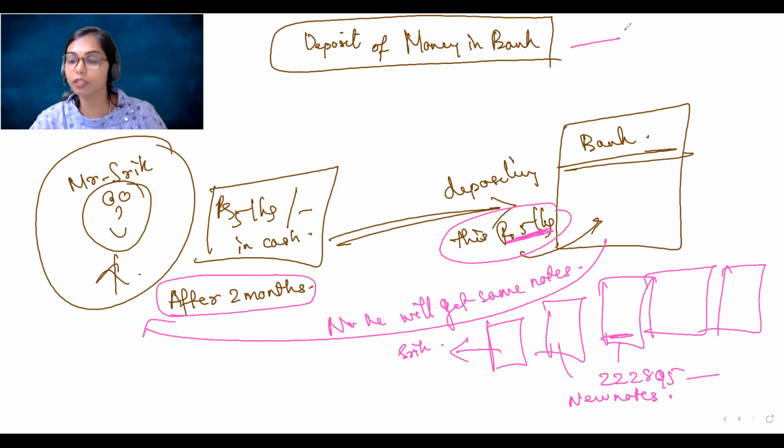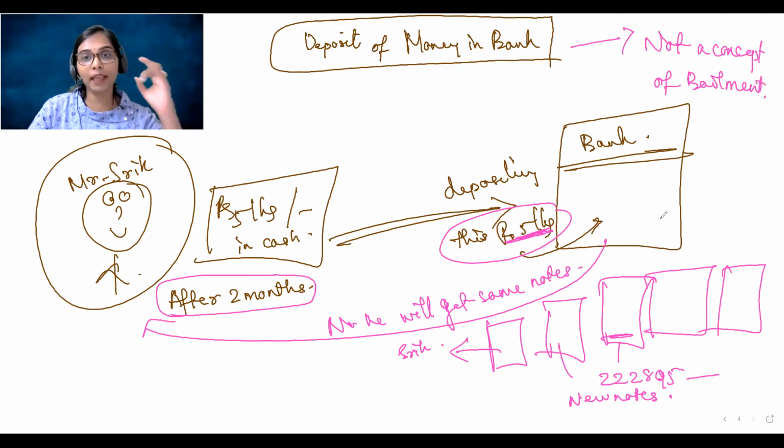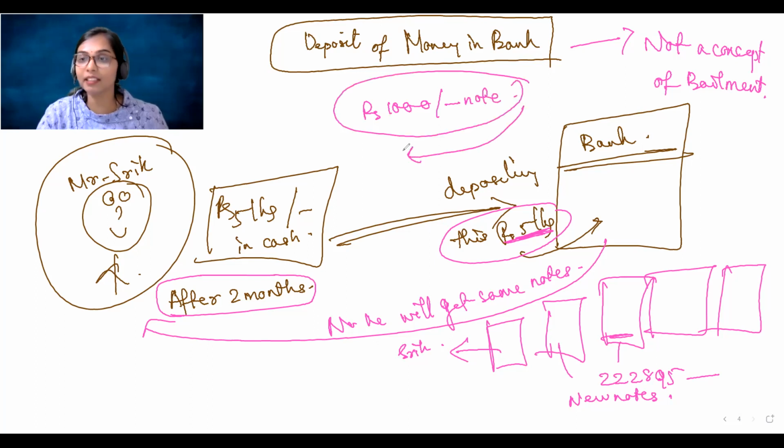Hence, the deposit of money in the bank is not a concept of bailment. Because bailment says that the return of the goods should be the same goods, not of any lower category or of the higher category. If the deposit is done of a 1000 rupees note, in the same way it should be returned. If that is returned, then it is called bailment. If it is not returned the same way, then it is not bailment. Fine, understood everyone? Okay.